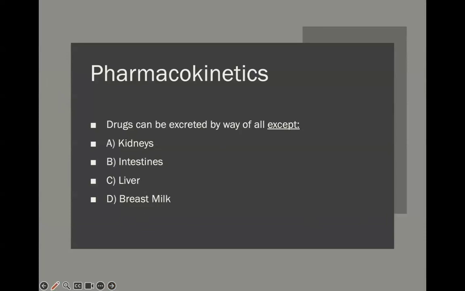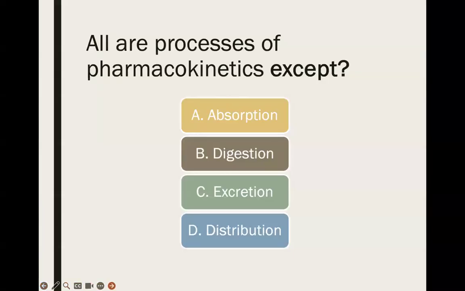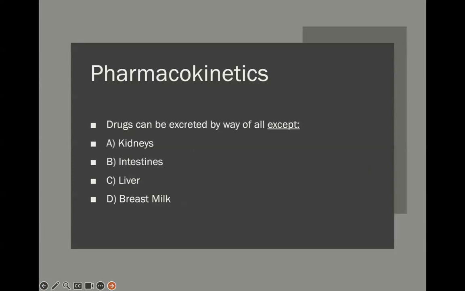Okay, so let's go back to the previous slide. So medications are metabolized in our liver, and one of the ways they can be excreted is by the kidney. So our answer choices for the ways drugs can be excreted were all the ways except. So we know for sure kidneys is in fact a way the drugs can be excreted.